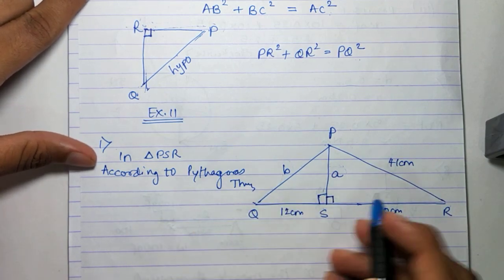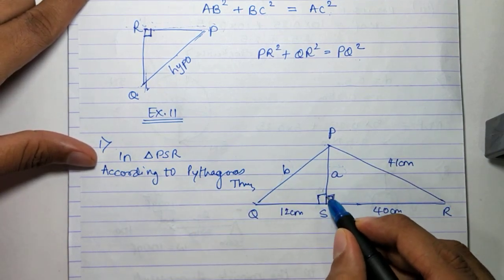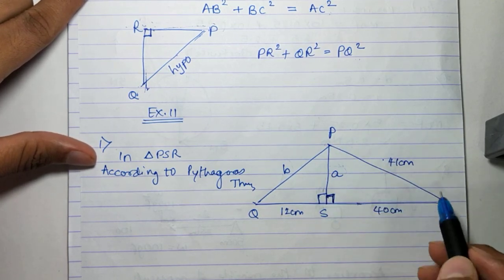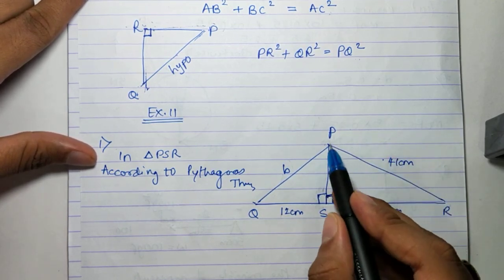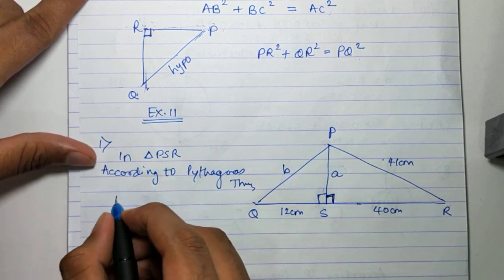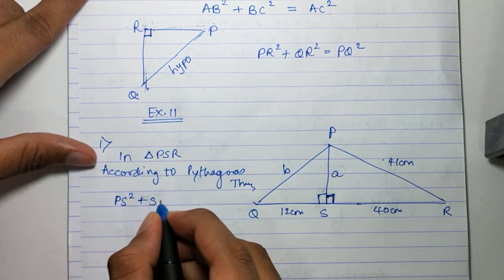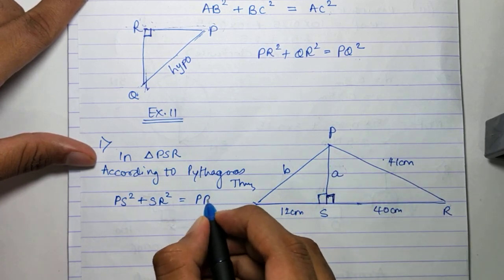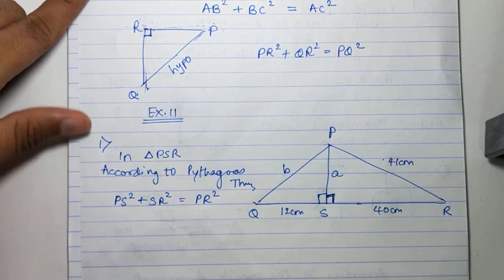According to Pythagoras theorem, this is 90 degrees. So which side will be the hypotenuse? The side opposite to 90 is the hypotenuse. So PR is the hypotenuse, and these are the remaining two sides. So PS square plus SR square equals PR square.